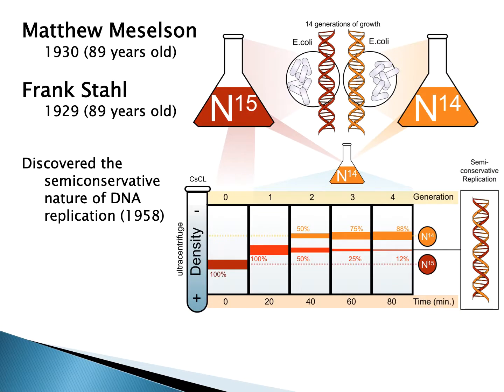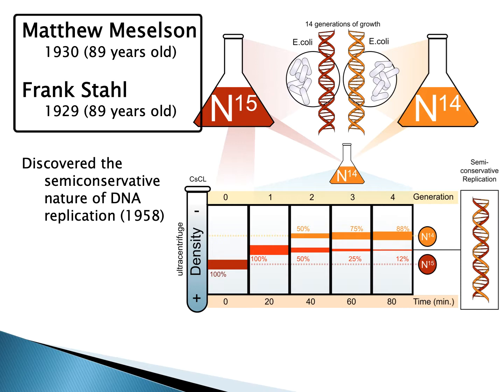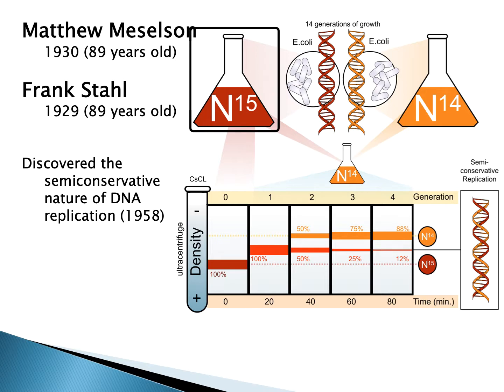After the structure of DNA was determined, it became important to understand how the DNA was copied so that you could maintain high fidelity of the genes generation after generation. So Matt Meselson and Frank Stahl then did some experiments where they grew bacteria in heavy nitrogen and in light nitrogen, N15 and N14.